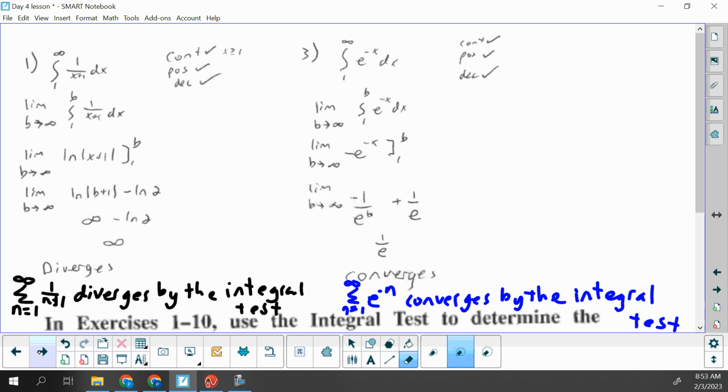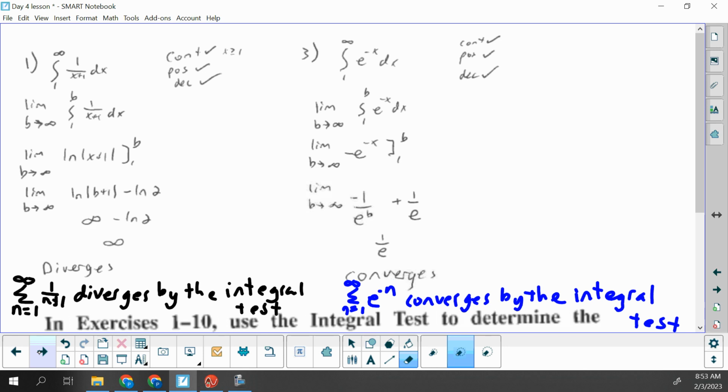Number 3, it is continuous, it is positive, and that's exponential decay, so it's decreasing. So we can do our integral test. Antiderivative, technically, that's a u substitution with a correction of -1. So the antiderivative ends up as negative e to the negative x. When you sub in your b, it's really e to the negative b, so it goes to the denominator. So when b goes to infinity, you'll have -1 over huge things, which goes to 0. So we just have the 1 over e.